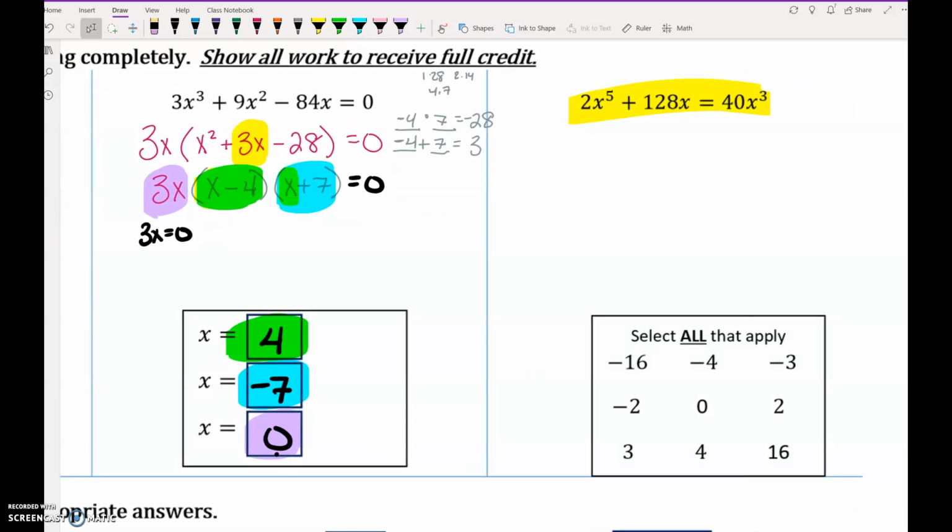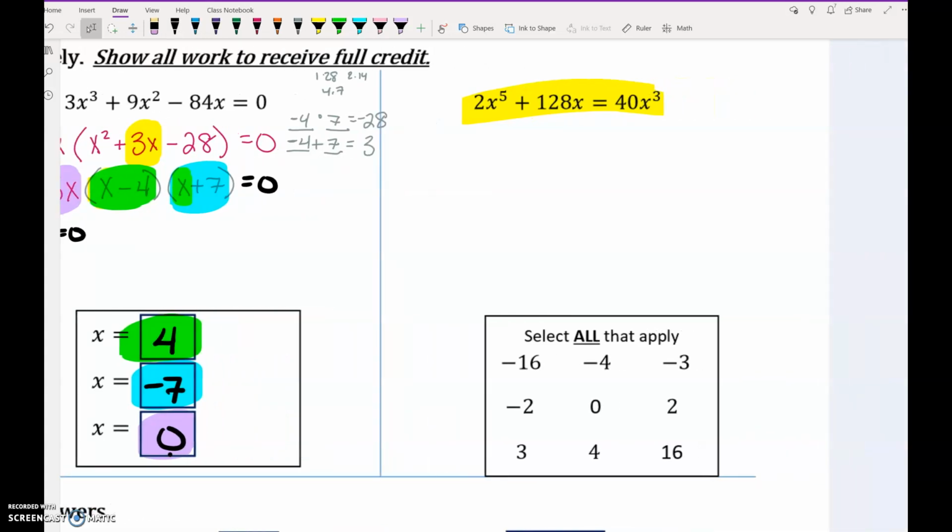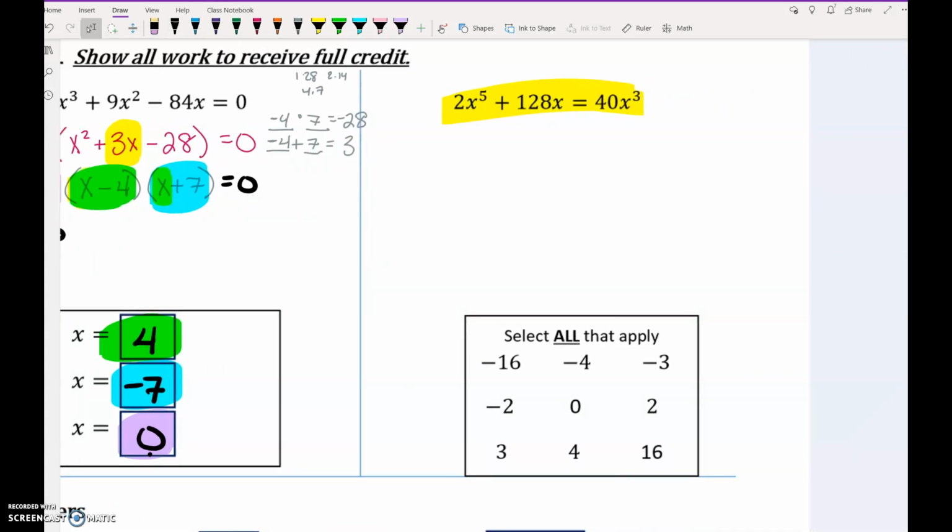Okay. I think I have time, so let's also do this one, because this one is just one that people struggle with. I did do this in class, but oh well. Your first step is to get one side equal to 0. So I subtract 40x to the third on both sides. And you have to put it in order so it goes in between those two other terms. Then, what do these terms have in common? They have 2x in common.